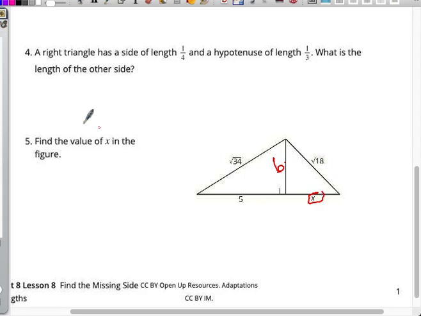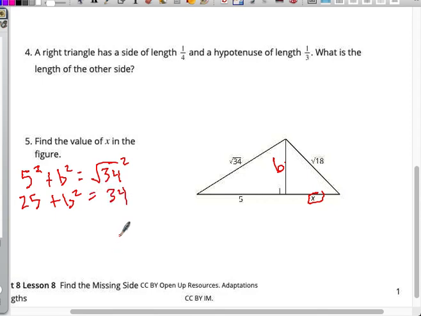Okay? So 5 squared plus b squared, that's the side I'm looking for here, equals the square root of 34 squared. So that would be 25 plus b squared equals 34. You with me so far? So minus 25.